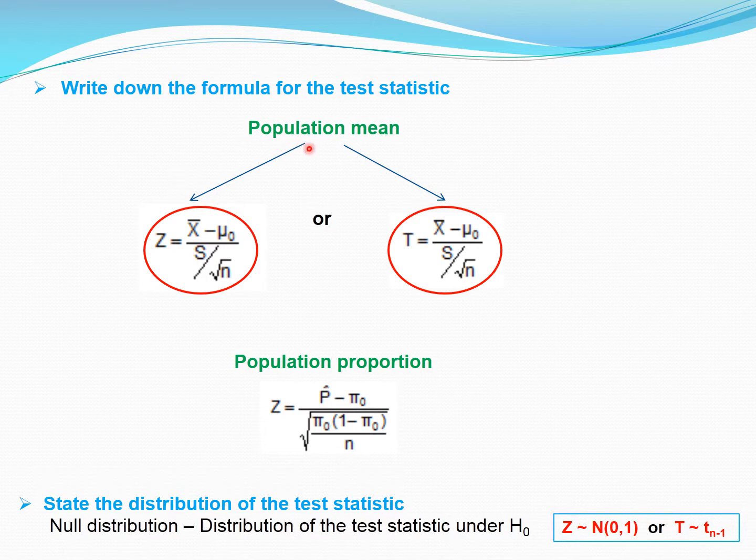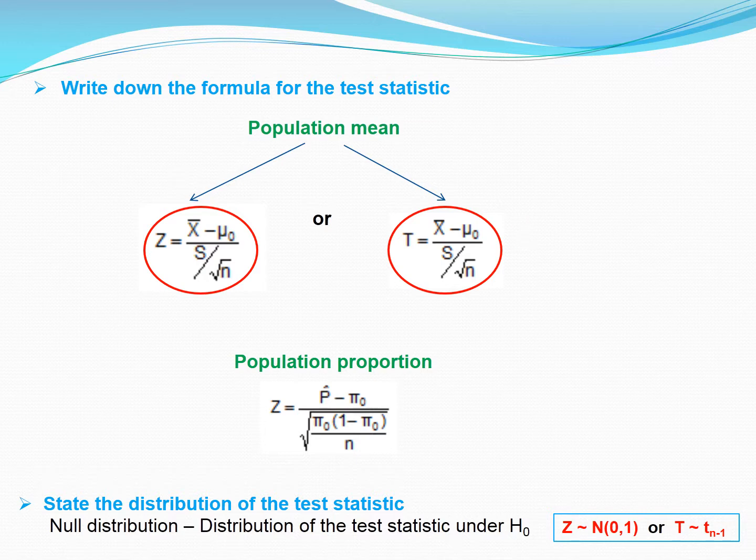So for population means, we distinguish between Z and T. We will apply Z when we are working with large samples, and then we can use the Z table to determine probabilities in step 4. So let's quickly run through the symbols that we use in the Z-test statistic. Your X bar is your sample mean, your mu 0 is the claimed value for the population mean, and then your S is your sample standard deviation, and n is your sample size.